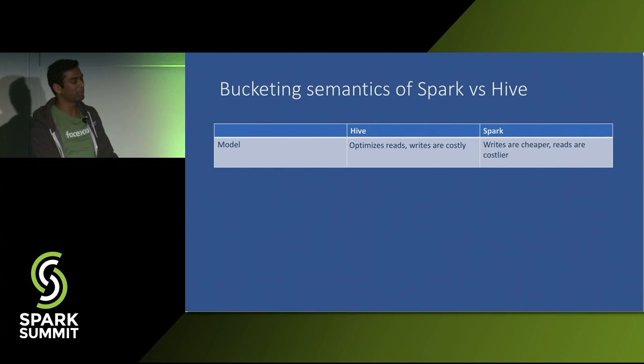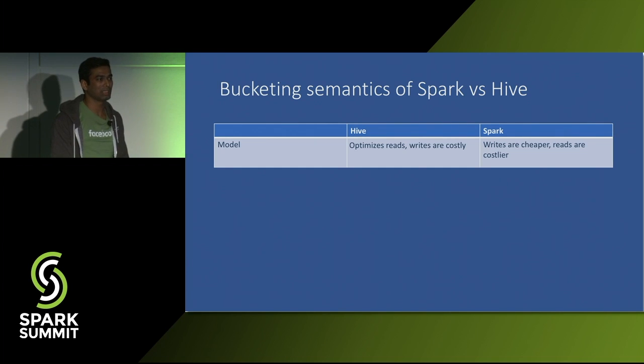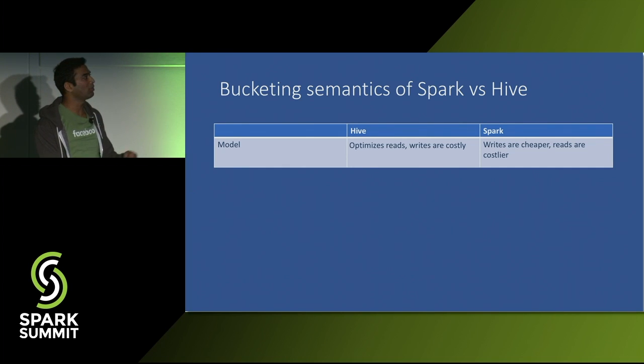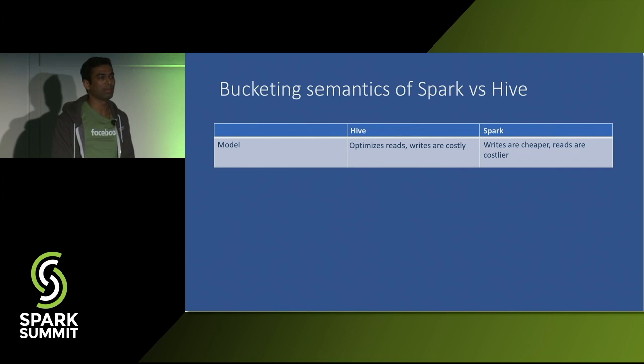So this is kind of a summary of what I talked about in the past 2-3 slides. The model of Hive is that it will pay huge cost when it's producing the Hive bucketed tables, but then whenever you're trying to read it, on the reader side, it will be less expensive because there's a guarantee that the data is globally sorted. In case of Spark, it's opposite. So your writes are cheaper, but whenever you're reading the data, then you have to sort it if you want to do, say, sort merge joins.